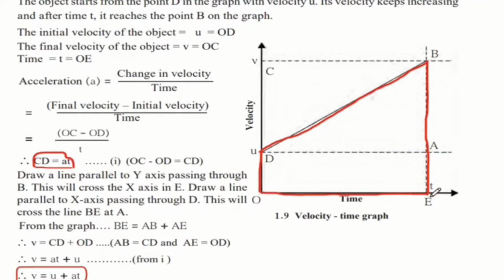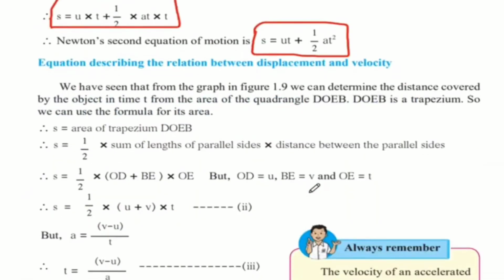So over here the parallel sides would be OD and BE, and the distance between the parallel sides would be OE. Here OD would also be u, and OE would be time t. So if we substitute this, we would get half into OD plus BE into OE. When you substitute it finally, you get s is equal to half into u plus v into t.